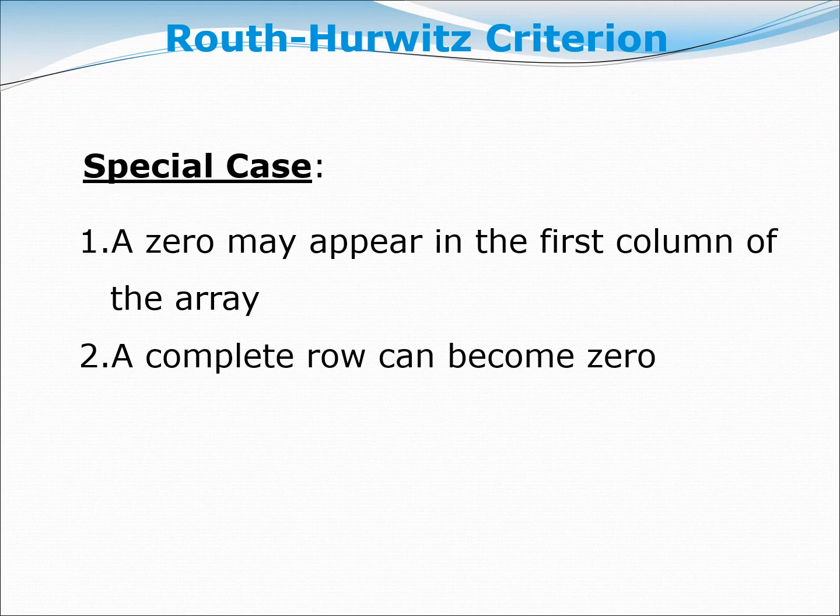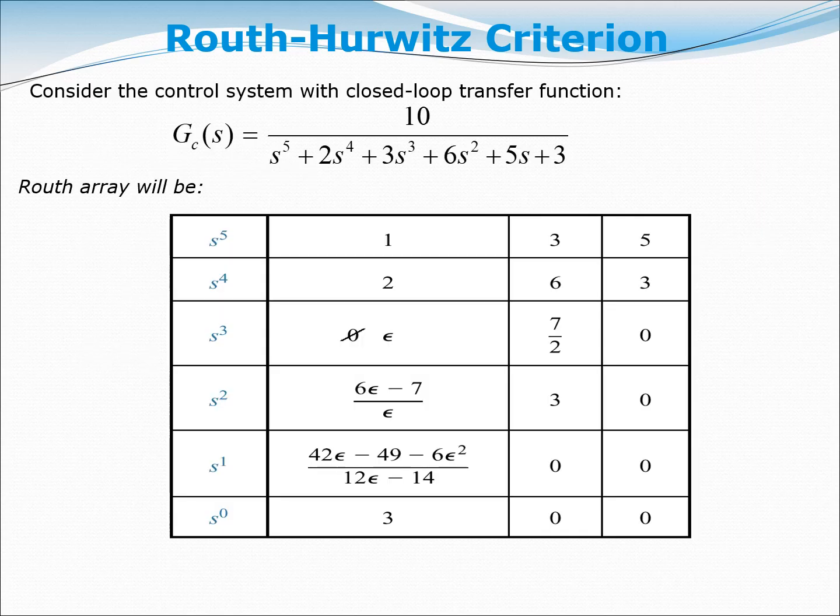Okay, next there are 2 special cases for Routh criterion. The first one, a 0 may appear in the first column of the array, and the second one is a complete row can become a 0. So if this happens, it is difficult to solve the Routh criterion, but there are solutions for that. So let's see this example.